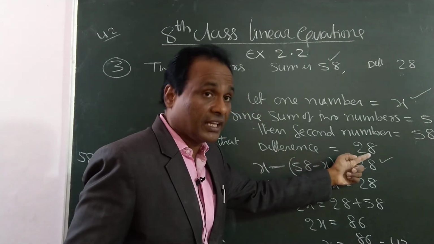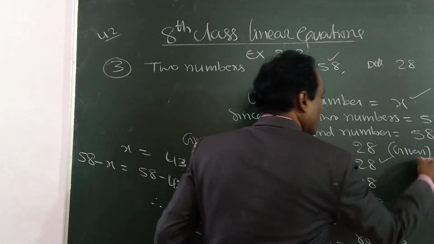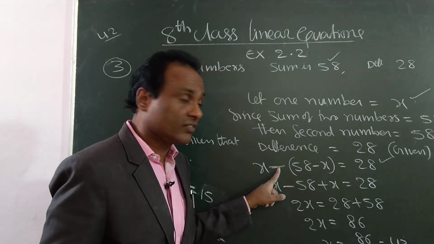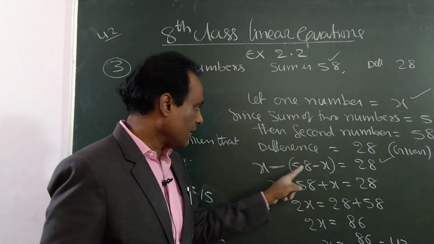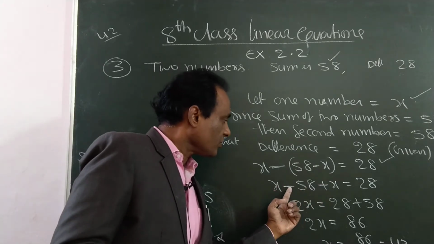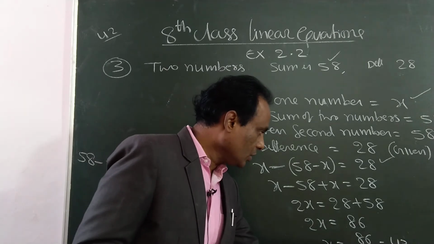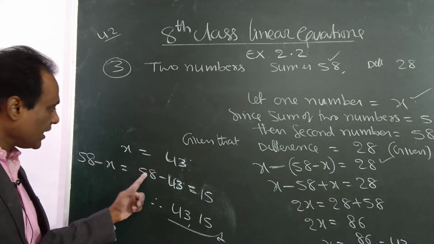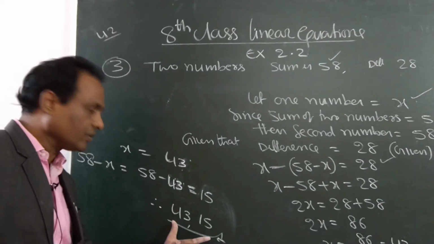Difference is given as 28. It is given in the problem. Difference means minus. x minus (58 minus x) is equal to 28. Minus into minus plus x. x plus x is 2x. Minus 58 that side plus 58. 58 plus 28 is 86, 86 by 2 is 43. So 43, the other number is 58 minus x, 58 minus 43 is 15. So what are the numbers? 43 and 15. Right.